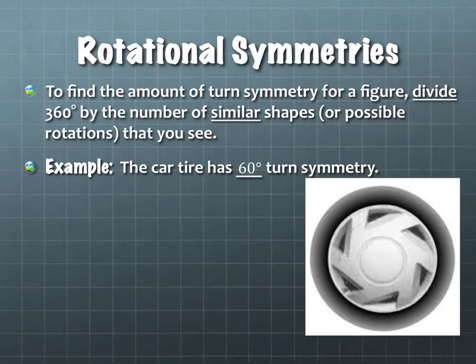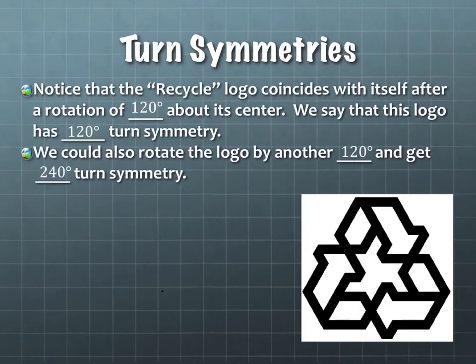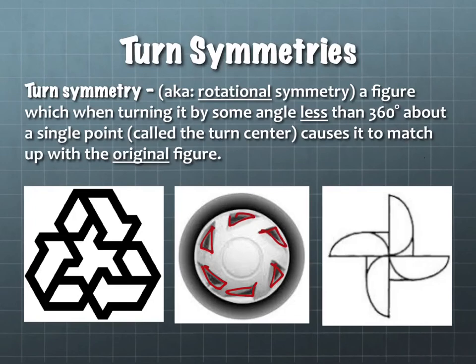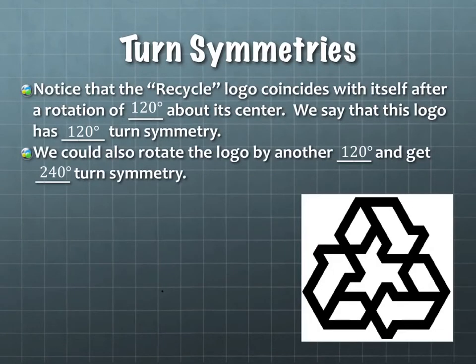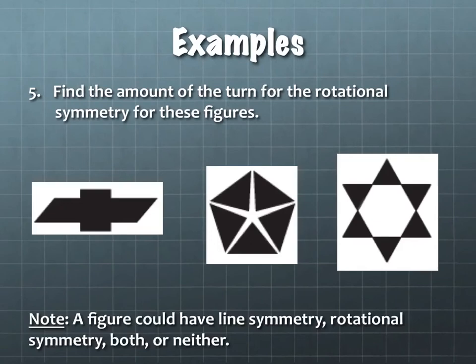So I don't think I have a slide for my last one, but can you tell me what I would have to divide by on the third figure? 4. I have 4 similar shapes. So if I took 360 and I divided by 4, I'd get 90. And again, when you add it to itself, kind of like I did with that first shape, the recycle shape, 90 plus 90 would be 180. So there's a 180 turn symmetry. And plus another 90 would be a 270 turn symmetry. They'd all be there too. Okay, we've got 3 shapes.